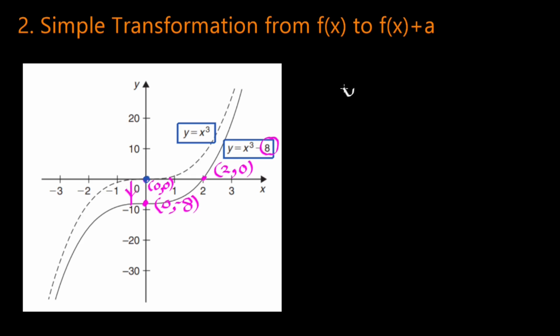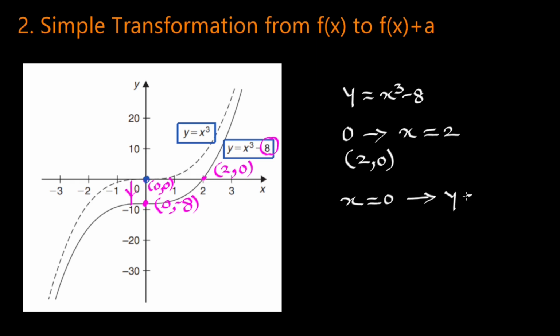Obviously, for the new curve y equals x cube minus 8, when y equals 0, x will be 2. So 2, 0 lies on the new curve. Similarly, when x equals 0, y is minus 8. So 0, minus 8 also lies on the new curve.